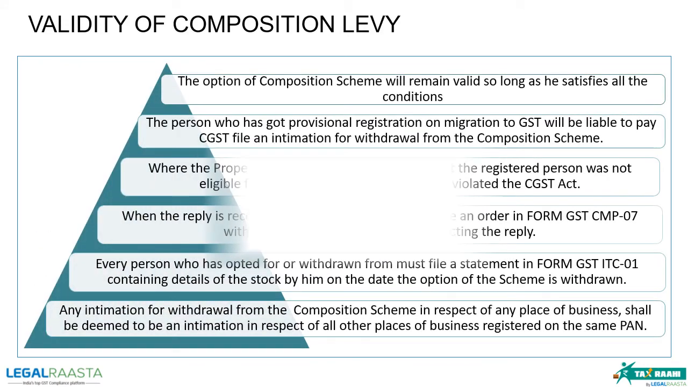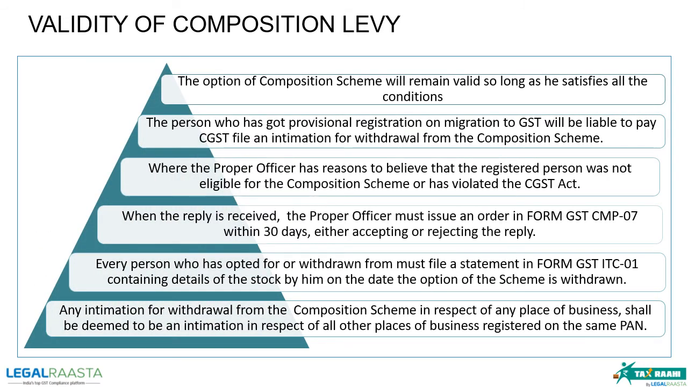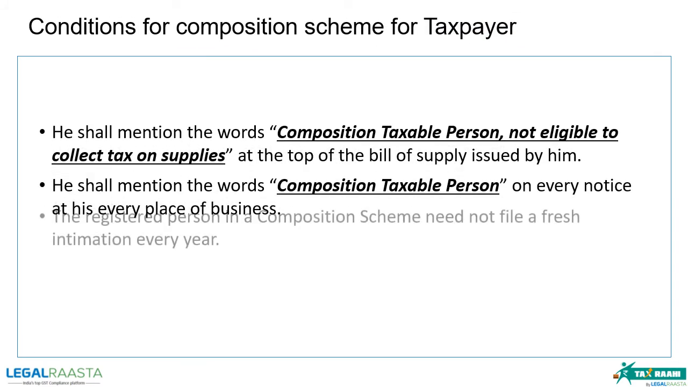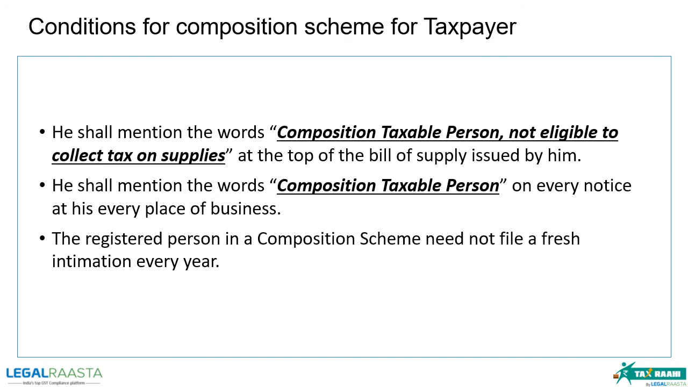The composition scheme will remain valid so long as the taxpayer satisfies all the conditions required for composition scheme, like he is eligible for the same, his turnover does not exceed rupees 50 lakh, etc. There are some conditions for the taxpayer under composition scheme, like he shall mention composition taxable person not eligible to collect tax on supplies at the top of the bill of supply, and composition taxable person on every notice.